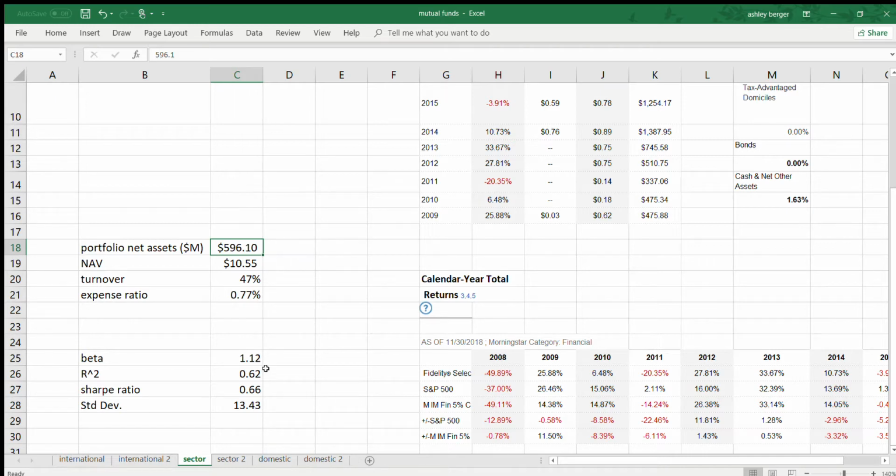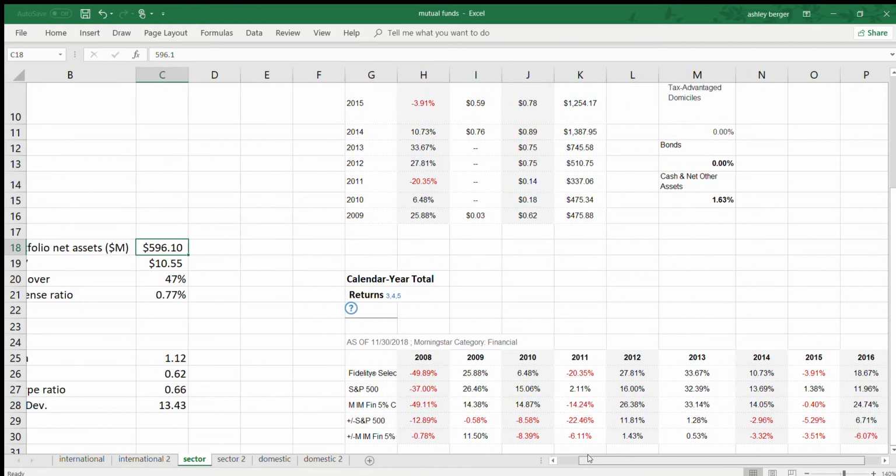The beta for this fund is 1.12. The R squared is 0.62. The Sharpe ratio is 0.66. And the standard deviation is 13.43. So this sector fund, compared to the international ones, has a lower portfolio net asset, a little bit higher net asset value, much lower turnover rate, and a lower expense ratio.